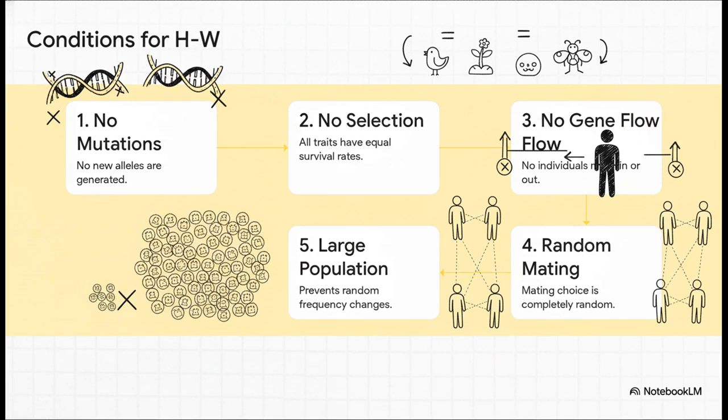No new mutations can pop up. Natural selection can't favor any particular trait. Nobody can move into or out of the population. Mating has to be completely random, and the population has to be massive, basically infinite, to avoid random statistical flukes. As you can probably guess, in the real world, this never happens.